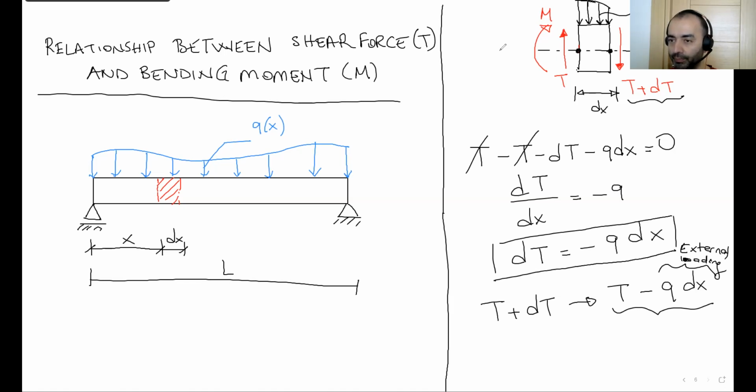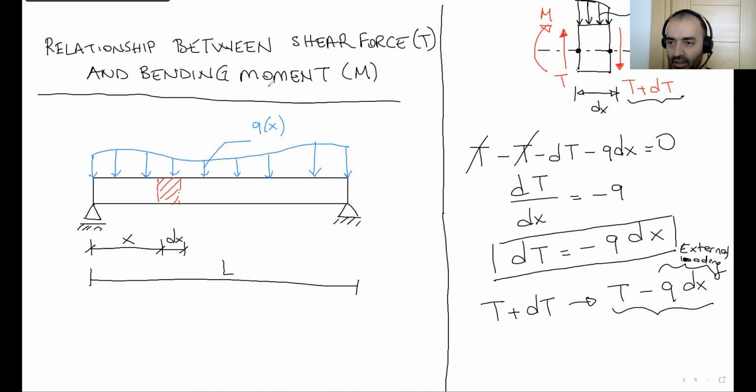This gives me the shear force at the next point, which is here in this example, the right side. We will use this rule in our calculations. If we know the shear force at one point, that shear force minus the external loading in between gives us the next point's shear force. This is the first rule to know.